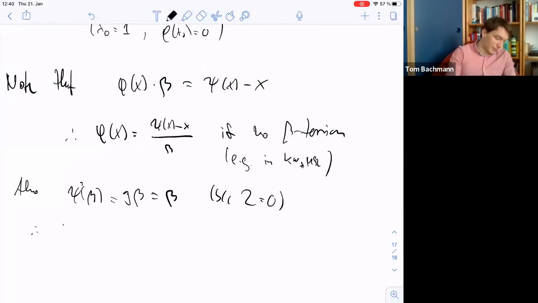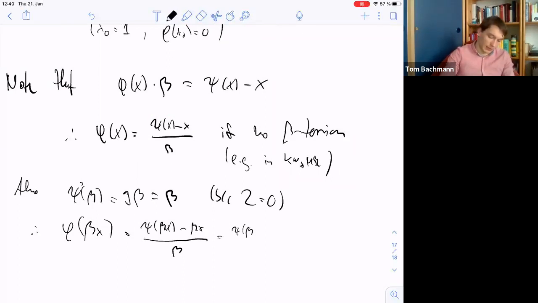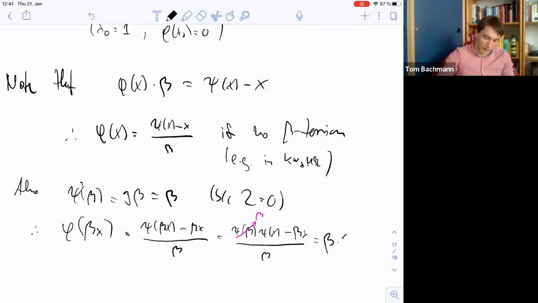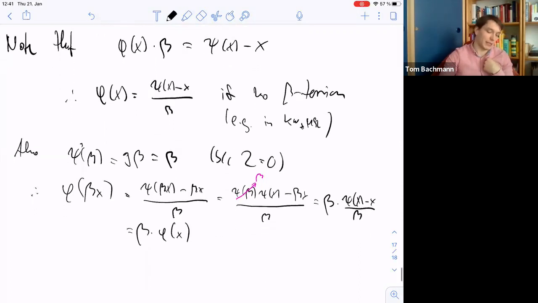And so therefore, what we learn is that phi of beta times x, well, I just put in this formula here, it's going to be psi of beta x minus beta x divided by beta. And then psi is a ring homomorphism. So this is psi of beta, psi of x minus beta x divided by beta. But of course, we just said that psi of beta is just beta. So I can just pull out the beta. So this is beta times psi of x minus x divided by beta, if you want. So I took this beta out, and then now I reverse the formula. So I just get this is beta times phi of x. All right, so the reason why I assumed that the base ring is F2, that we are in this characteristic two situation, is because then this operation becomes beta linear, which is very helpful.